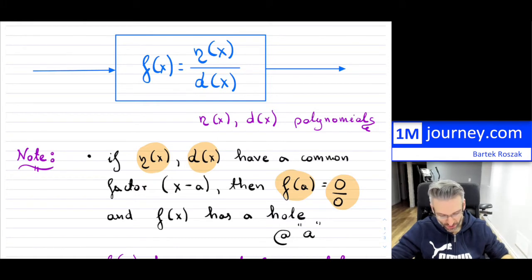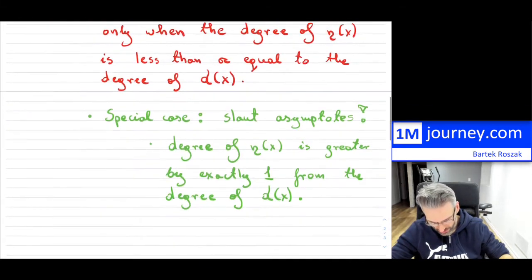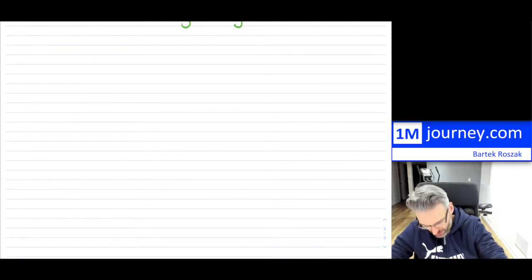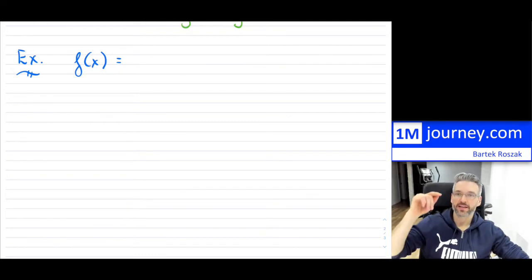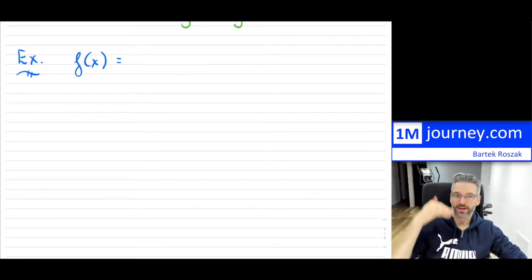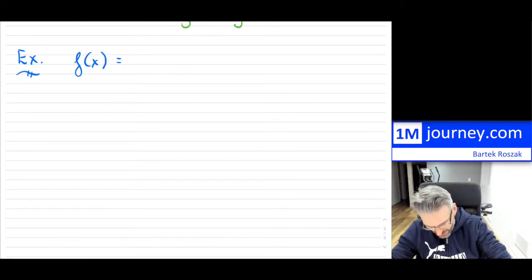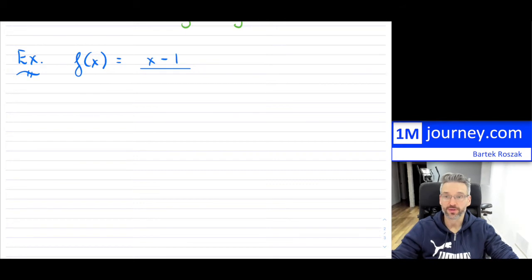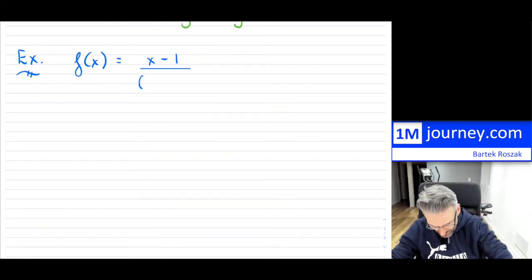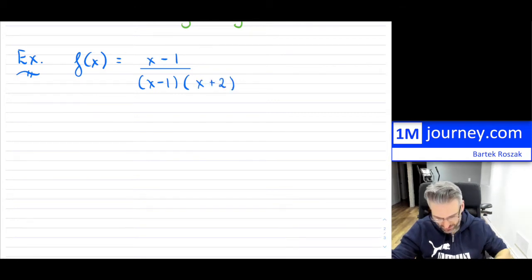So let me show you this through an example, and then we'll plot it out. I'm going to show you first a rather simple one. Here is my example, and this is what's going to lead into a hole. Let's say I have f of x. We're supposed to have a polynomial over a polynomial, so on top I have x minus 1, and on the bottom I have another polynomial, which I'll put in factored form so that it's easy for us to see: x minus 1 times x plus 2.